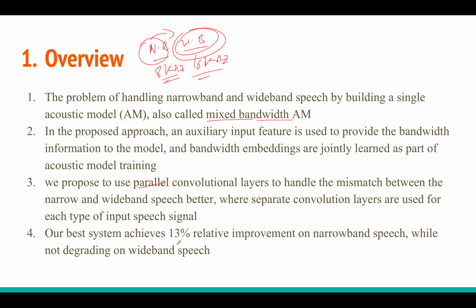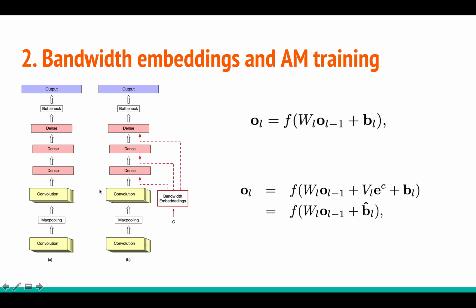And this case gets 13% relative improvement over narrowband speech signal while not degrading on wideband. So usually if you train a narrowband model and test it with wideband data, you will get very bad output. I'll be very happy if I train a model which gives me 90% accuracy on the same domain data, and the same 90% accuracy on the other domain data also. So it's okay to get the same accuracy for both of them, but it should not worsen the performance. So we will see how the bandwidth embeddings are used for acoustic model training.